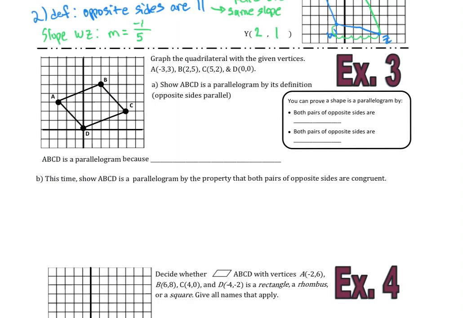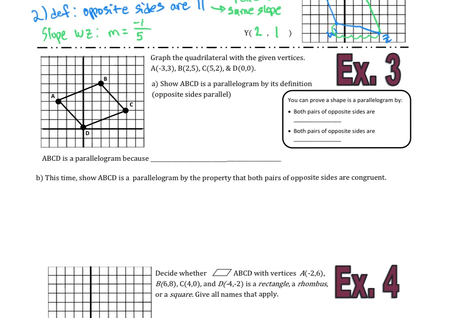So looking at example 3, it says graph the quadrilateral with the given vertices. We already have it graphed here. And we've got a part A and a part B. Let's look at part A first. It says show that ABCD is a parallelogram by its definition. And we're using the definition that opposite sides are parallel.